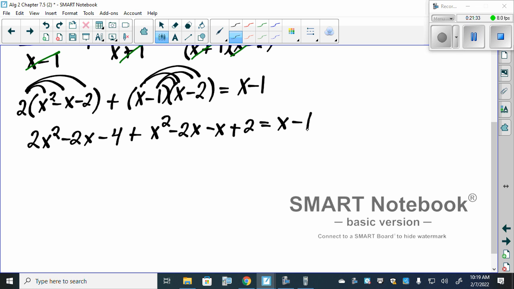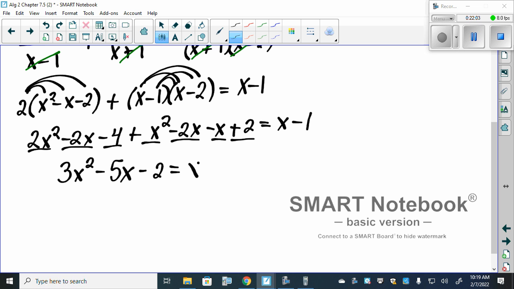Now at this point here, we can go on and combine like terms. Our x squared and 2x squared will add together to be 3x squared. Our negative 2x, negative 2x, and negative x give us negative 5x. And lastly, the negative 4 plus 2 is negative 2.